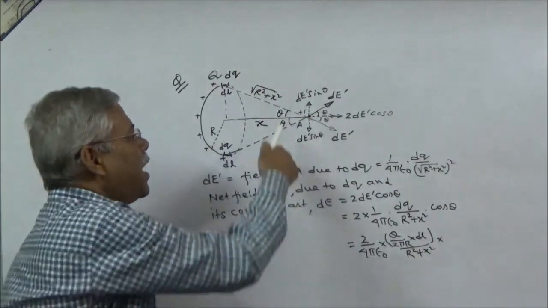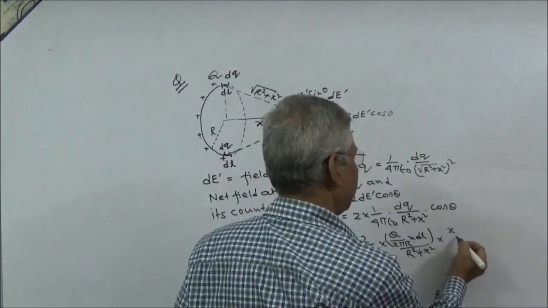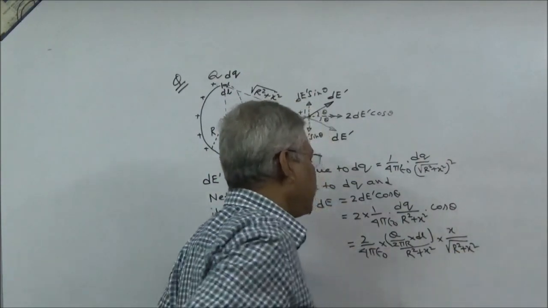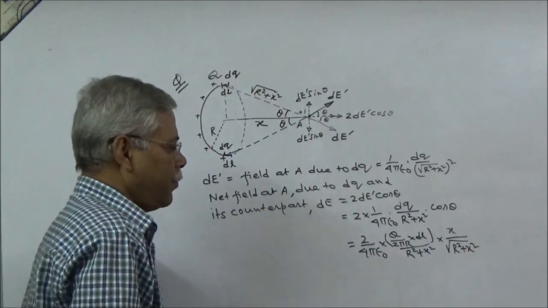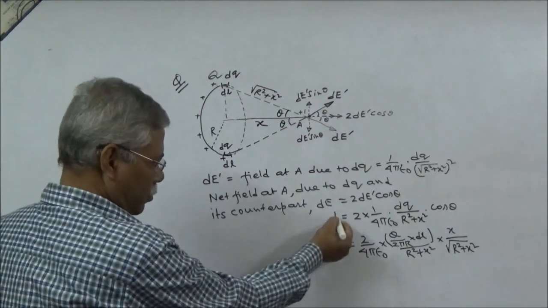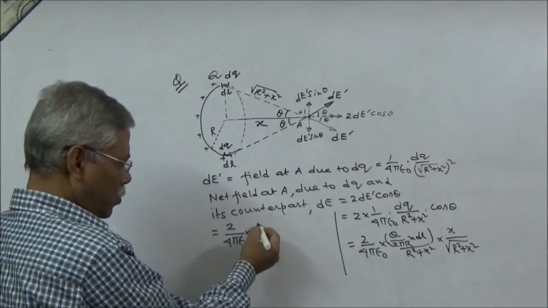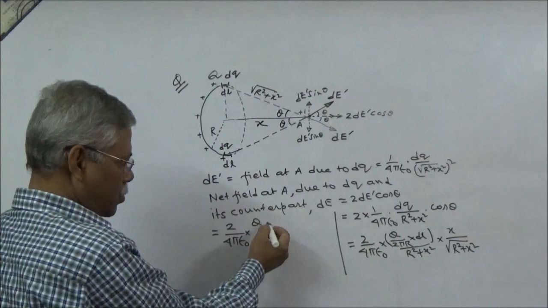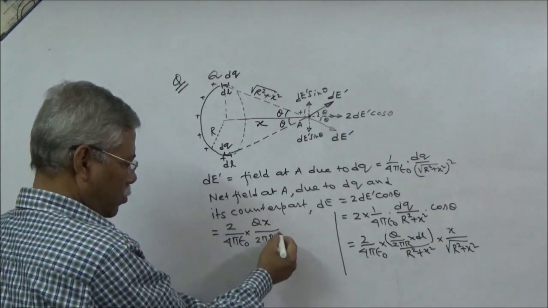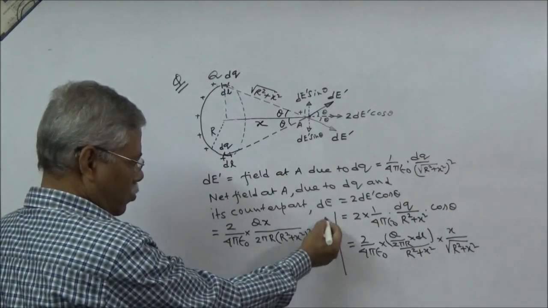Into cos theta. Right, cos theta will be base x by hypotenuse, equal to. Is it okay?